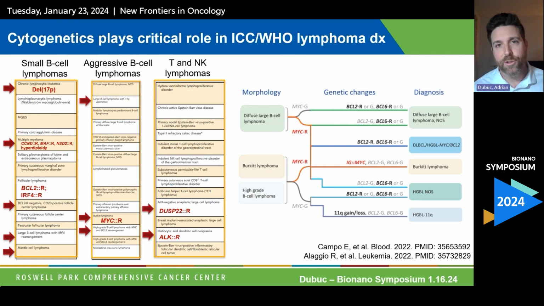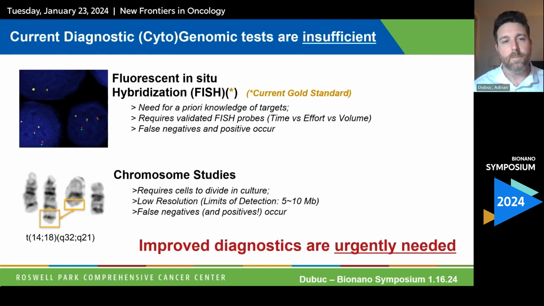In fact, morphology alone in some entities is no longer sufficient in order to achieve final diagnosis. And in the example on the right, it's the combination of morphology coupled with the presence or absence of BCL2, BCL6, or MYC rearrangement in order to achieve some of the final integrated diagnoses that are described. Now, what I hope to convince you over the course of the next 12.5 minutes or so is that the current diagnostic standards are insufficient.